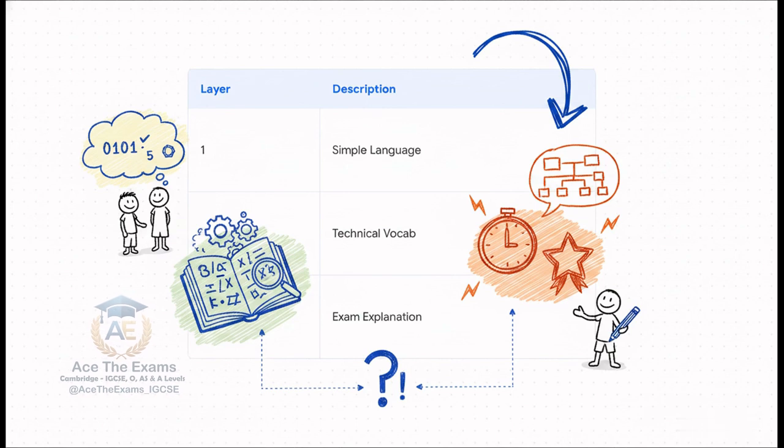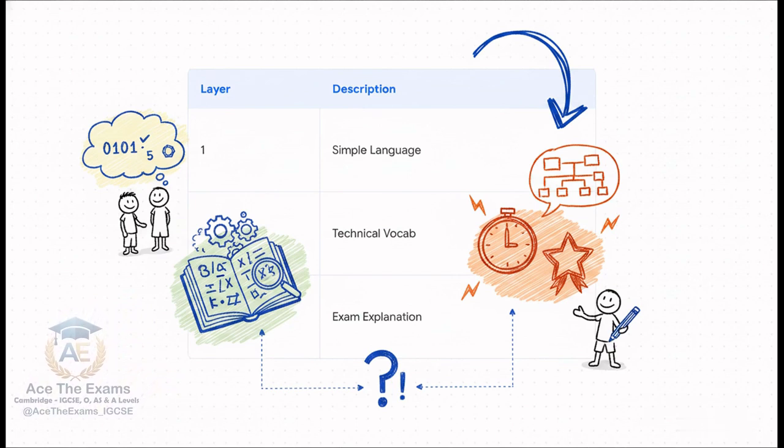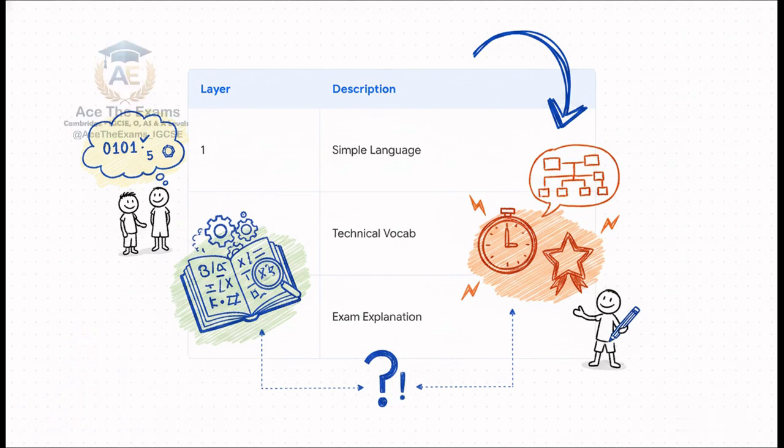Now, layer 3 is the exam layer. This is scoring under immense pressure. This is where you take layer 2 and you shape it into a perfectly targeted response that directly answers the specific command word in the specific context of the question. Students so often think they know a topic inside out because they mastered layer 1 and 2, but they completely freeze and panic when forced to operate in layer 3.